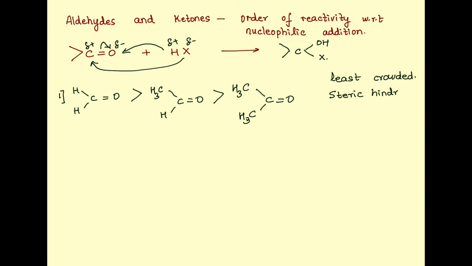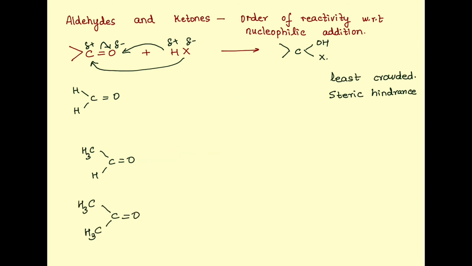Now supposing I have to compare two aldehydes, so I have C2H5, C double bond O and H, and let me say I've got this. Now both of them have an alkyl group. Now out of the two of them, which is more easily approachable? Yes, the first one is more easily approachable. So look at the steric factors.